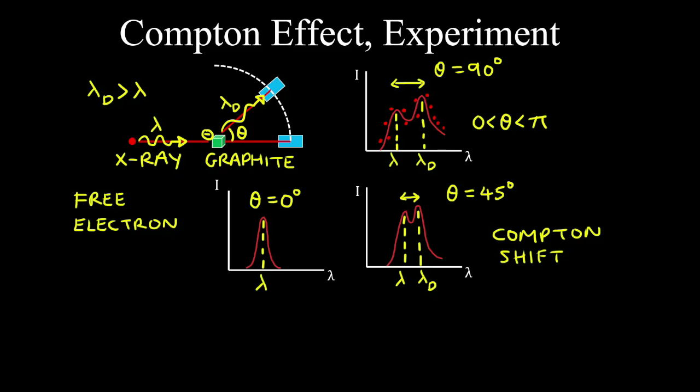So the main idea is that in Compton scattering, a photon interacts with a free electron, and the Compton effect is where the photon that emerges from the interaction has a lower energy and therefore a longer wavelength than the incoming photon. And the magnitude of the Compton shift is related to the direction of the photon after the collision.